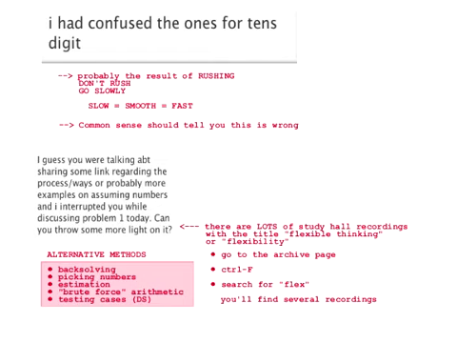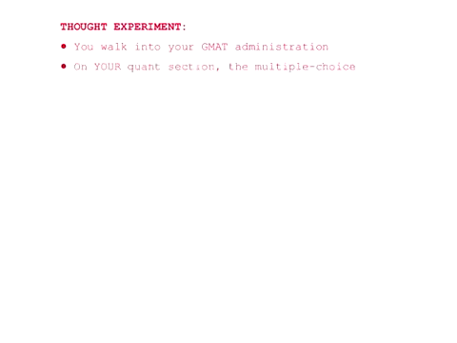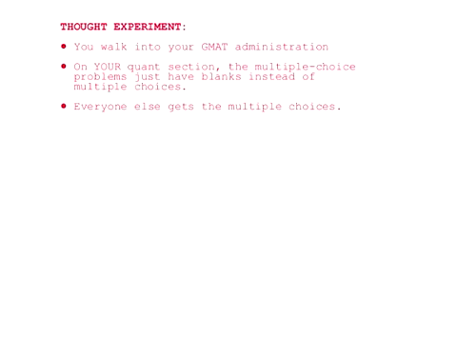I'm going to go ahead and close this pretty soon, but I'm going to leave you guys with a thought. Here's a thought experiment. You walk into the GMAT administration. On your quant section, the multiple choice problems don't have multiple choices. They just have blanks, and you have to fill them in. But everyone else gets the multiple choices. How would you feel about this?